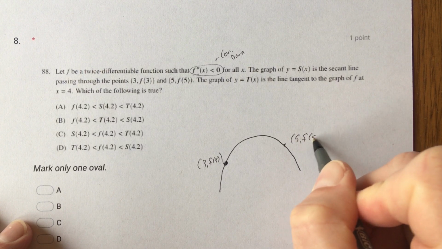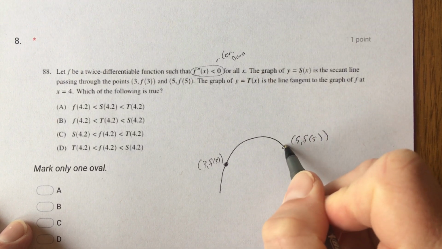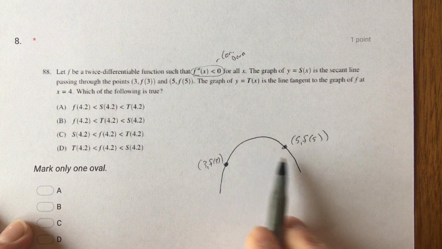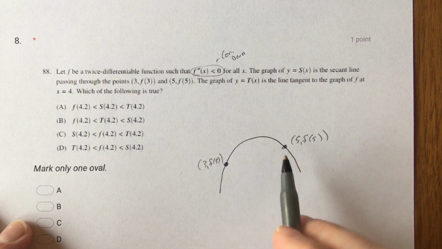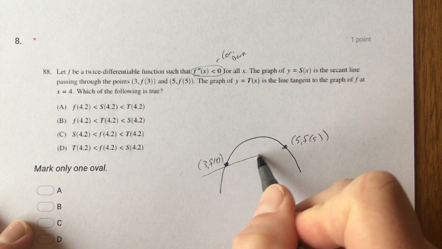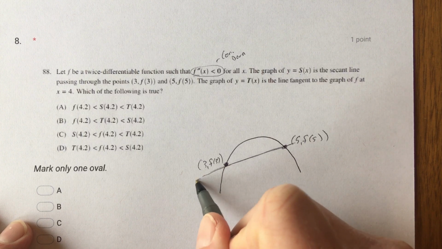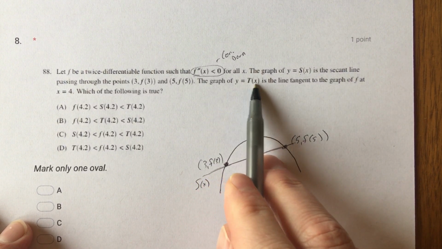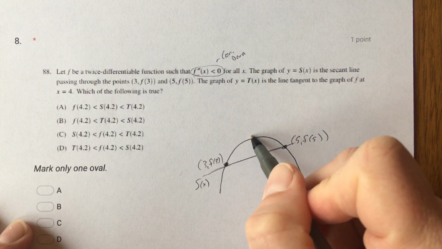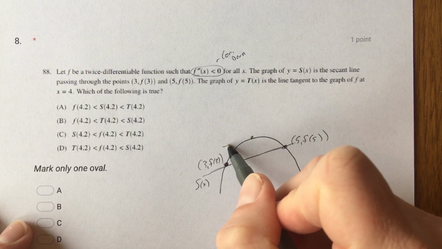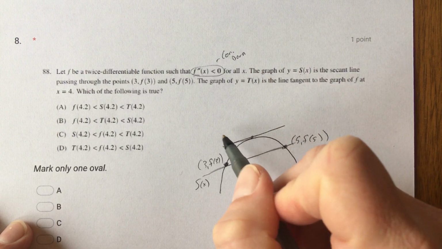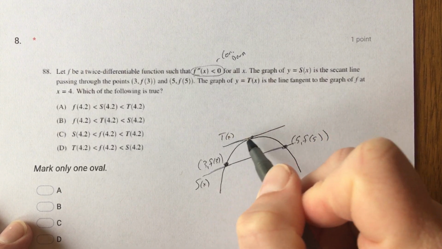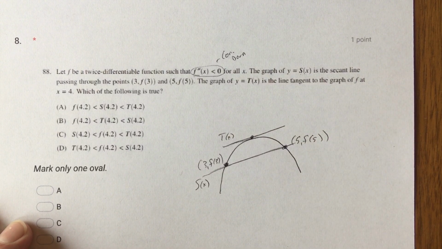Now, I really don't know where those points are. I just know that f is concave down, so it really doesn't matter for this problem where I put them, but the secant line that goes through there looks like that. That's s of x, okay? The graph of y equals t of x is the line tangent at 4. So somewhere in between there, we've got this tangent line. This is t of x, hitting up here at x equals 4.